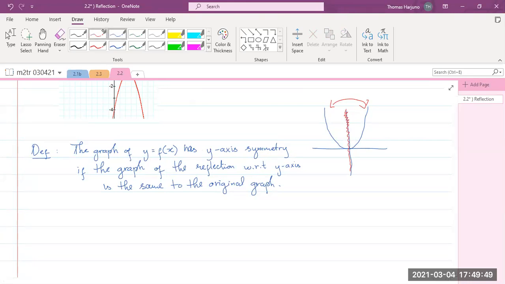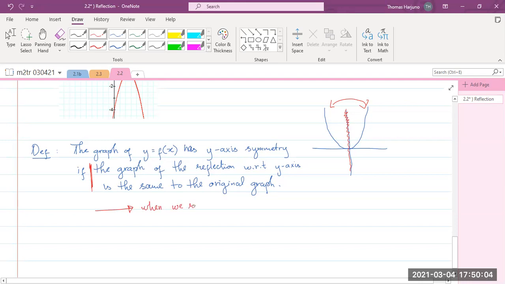Now, however, the operation where, when we reflect with respect to y-axis, gives us the same graph implies that when we replace x by negative x, basically we reflect that with respect to y-axis and simplify, we will get the same equation.